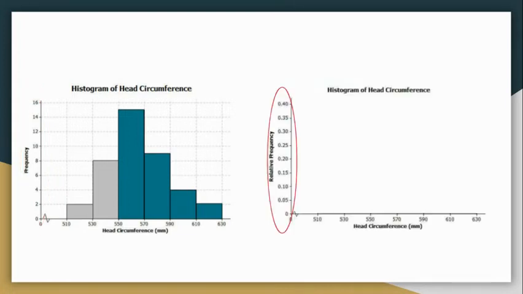To create a relative frequency histogram, we're going to keep our head circumference intervals the same, but measure relative frequency instead of frequency. This means that our y-axis and its values will change, but the x-axis will not. Let's create the relative frequency histogram on the right. Notice that the y-axis now measures the relative frequency of each data interval. Because we're measuring relative frequency, we need to adjust our y-axis values to decimals, fractions, or percents that measure the relative frequency of the data interval.